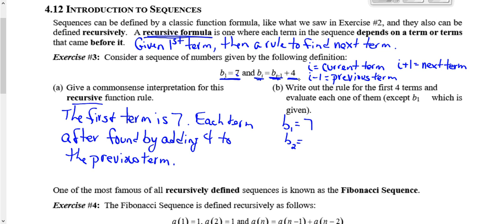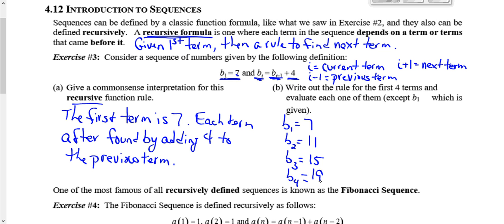Remember, I is its place in line, just giving it a number. So B2 would be what? 11. Now B3, again, is the previous term plus 4. So 11 plus 4 is 15. Then the 4th term would be 19. So you kind of get the recursive rule?